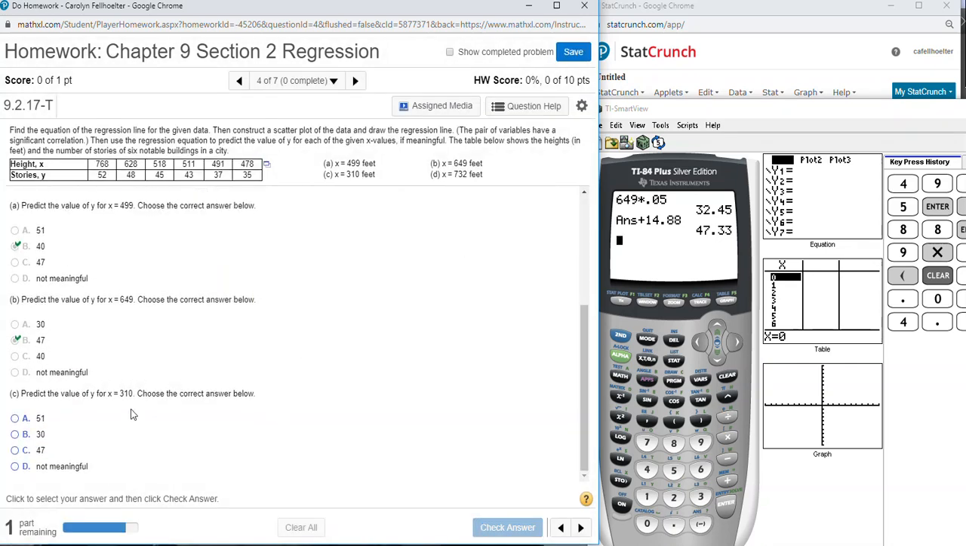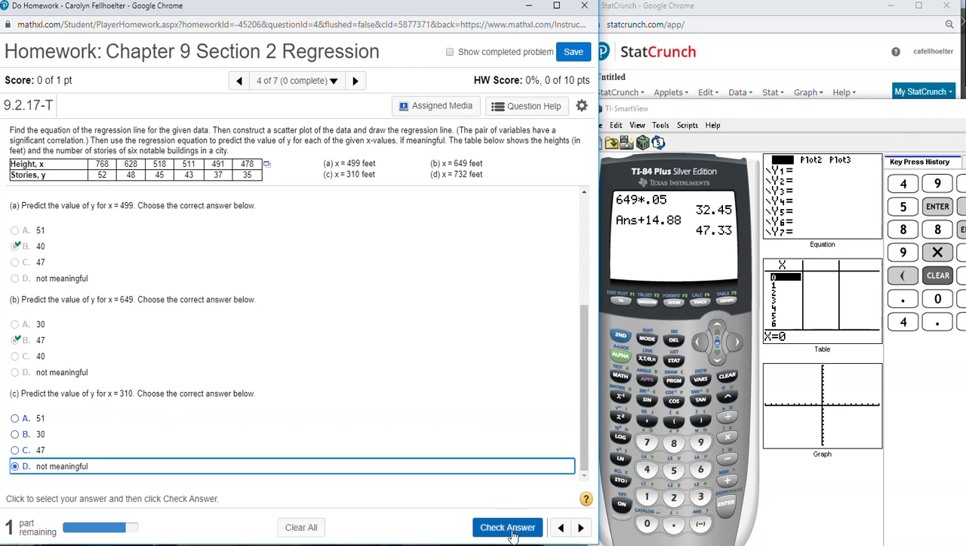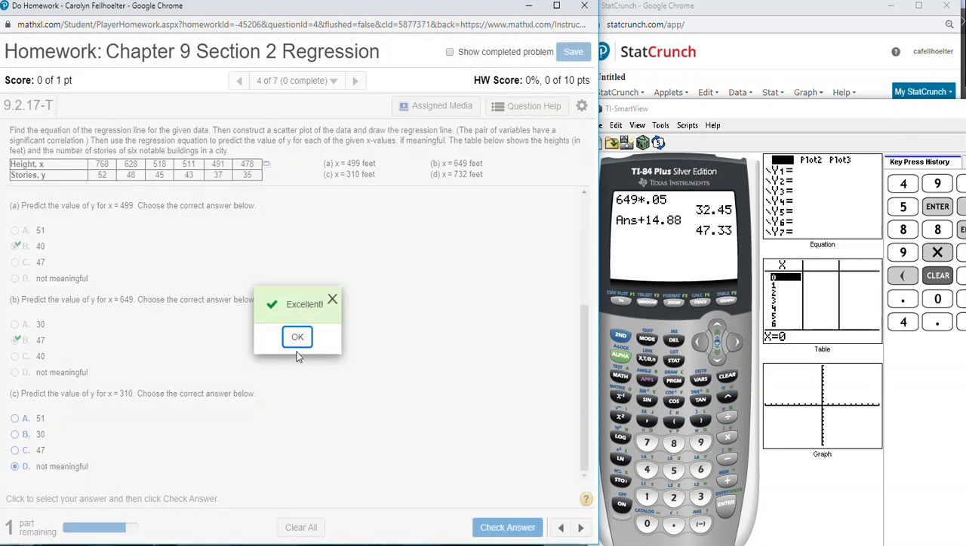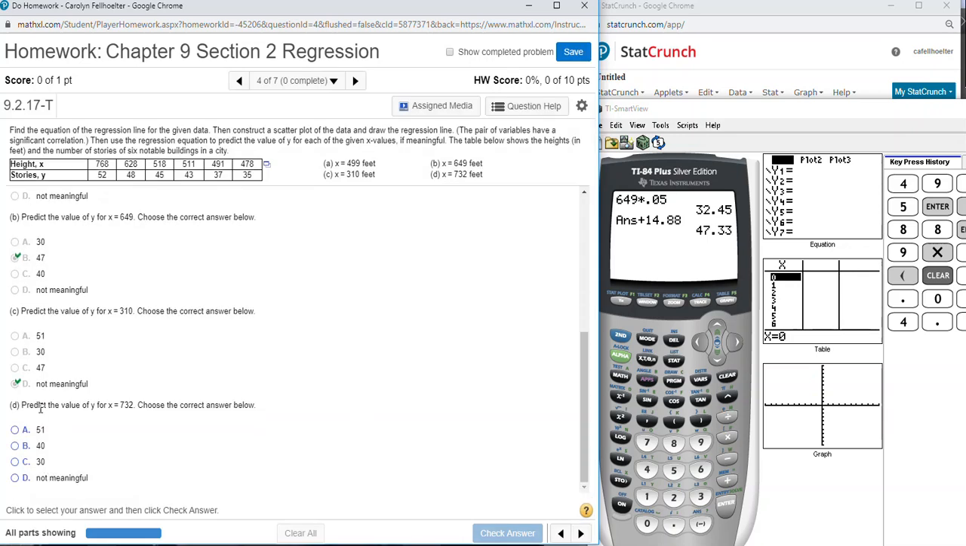And it's asking us to do this again one more time. So it says predict the value of y. So predict the number of stories for a height of 310 feet. Now, this x, if I look up at all the other x's, this is much lower than the other x's. So we are going to say that it's not meaningful to do this. Let's look at the next one.